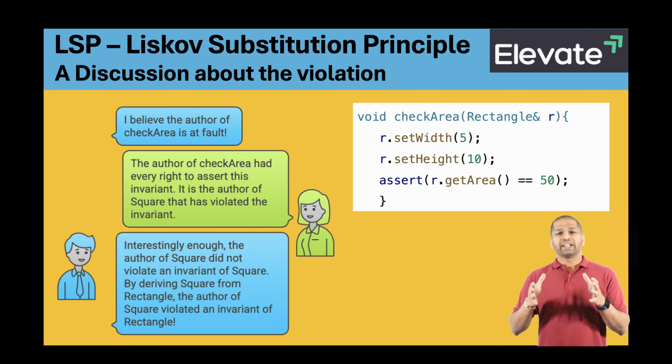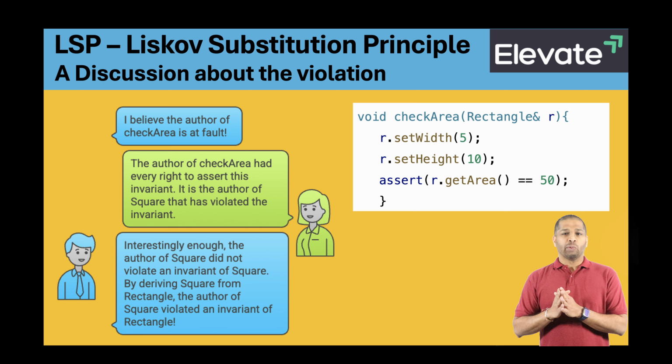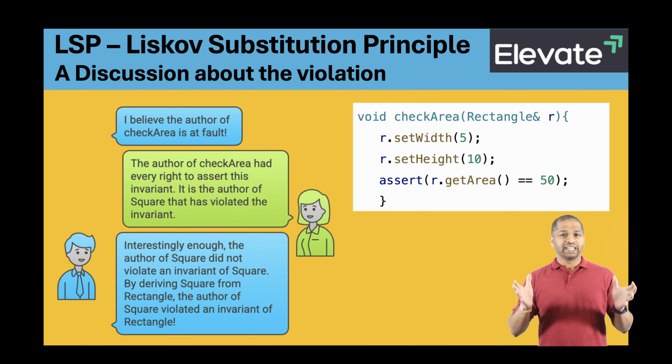However, when we look at the square, we cannot say that the author of the square did violate the invariant. It was the decision to derive square from the rectangle that violated the invariant of the rectangle, which is causing all these issues down the line. So as good architects, the decision to derive from a particular base class is a very important decision we need to make, considering all possibilities to the foreseeable future.